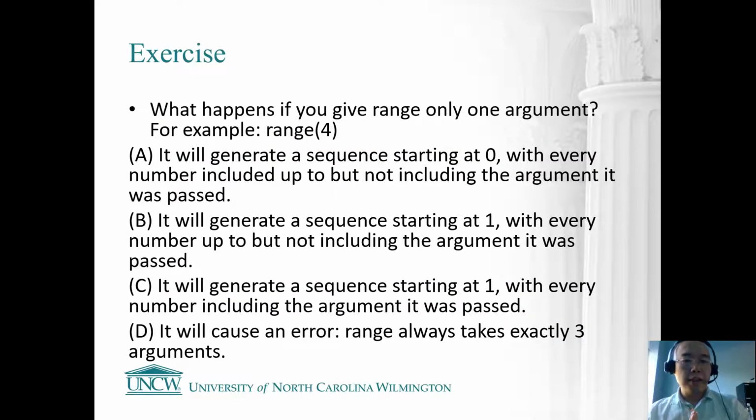Okay, so let's see this exercise question. What happens if you give a range only one argument, and for example range 4, A, B, C, D, which one is correct? And the answer should be A. It will generate a sequence starting at 0. Okay, the starting point by default will be 0. And then every number included up to, but not including the argument. For example, 4. So we are going to stop right before the value 4 because 4 is excluded.